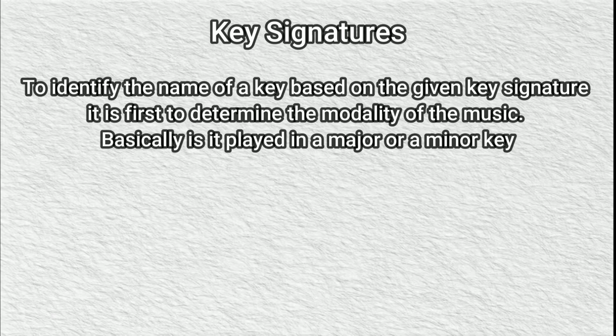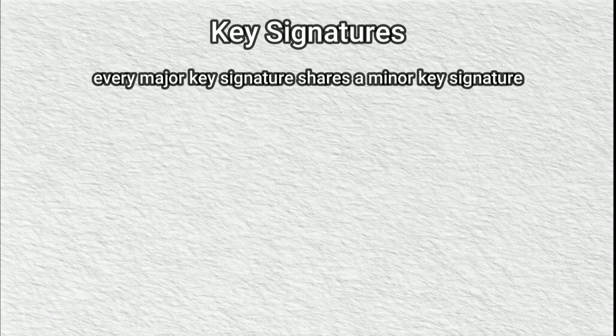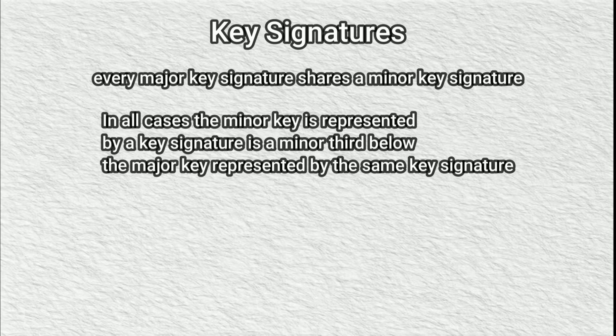This reveals an important point. To identify the name of a key based on the given key signature, it is first necessary to determine the modality of the music. Basically, is it played in a major or a minor key? It would be impossible to figure out without hearing the music if C minor was intended or if it was E flat major. In the same manner, every major key signature shares a minor key signature. In all cases, the minor key is represented by a key signature a minor third below the major key represented by the same key signature.